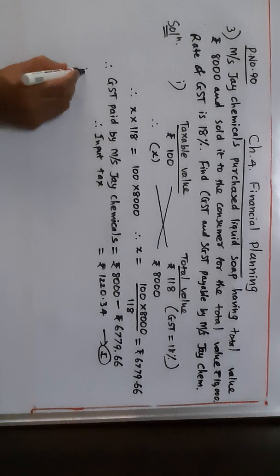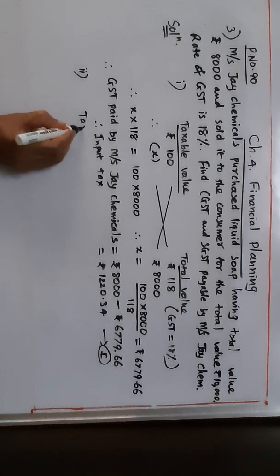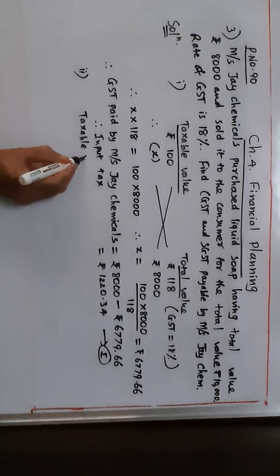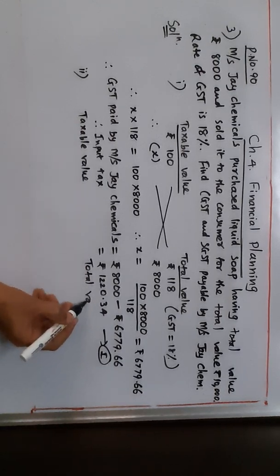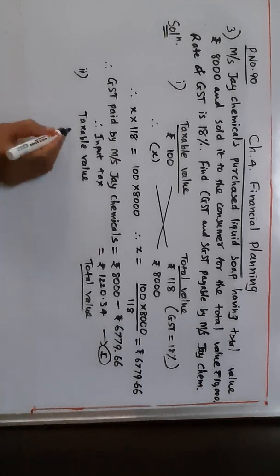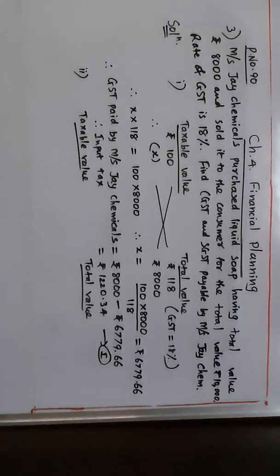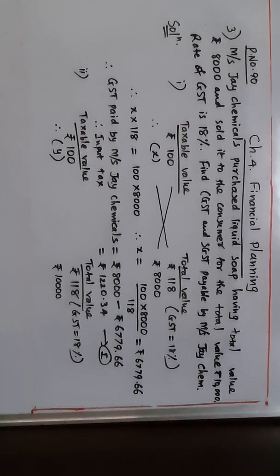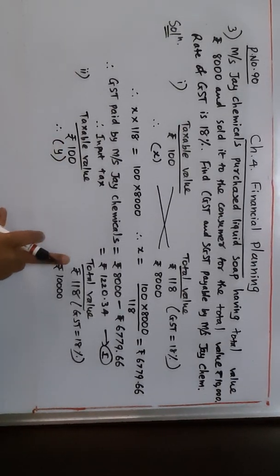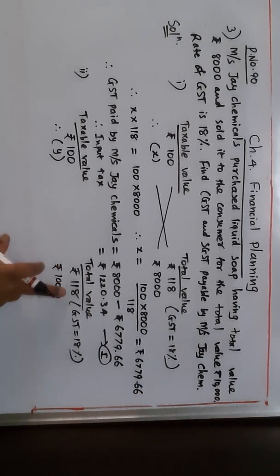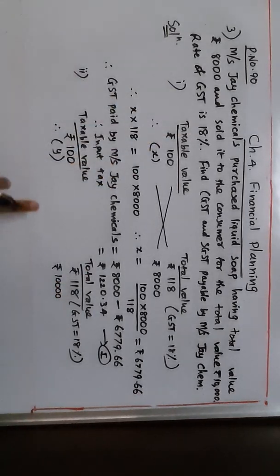In the second part of the sum, again we will make two columns, taxable value and total value. Now we have to assume the taxable value to be equal to 100. So we assume the taxable value is rupees 100, then the total value including GST will be 118, because GST is 18%, as given in the question. Now the total value collected by Messrs A Chemicals from the consumer is rupees 10,000. So what will be the taxable value?